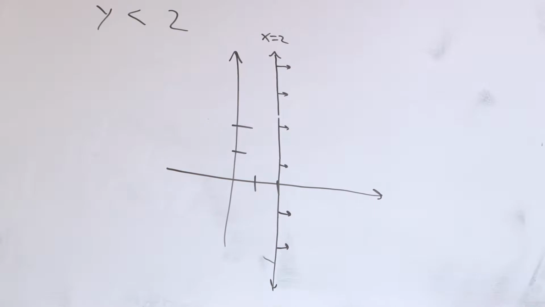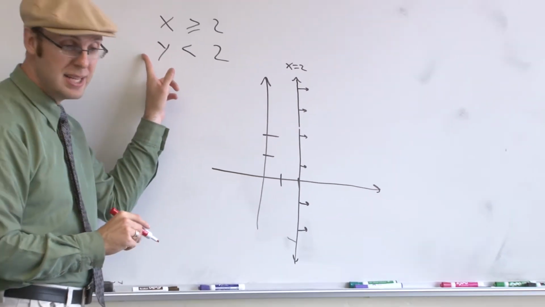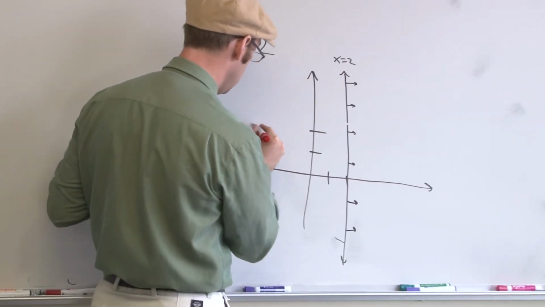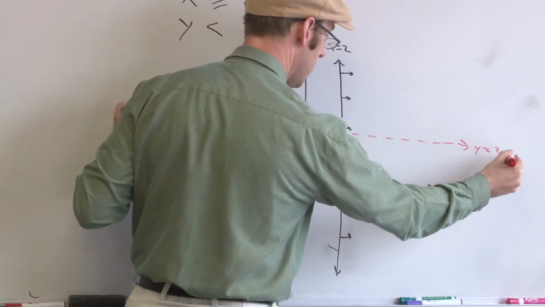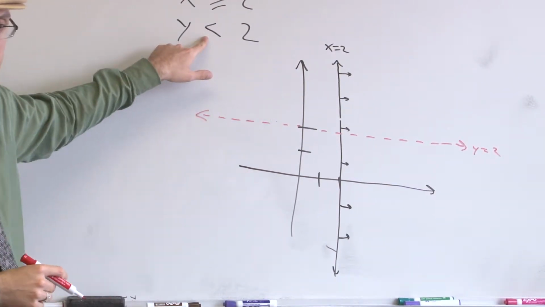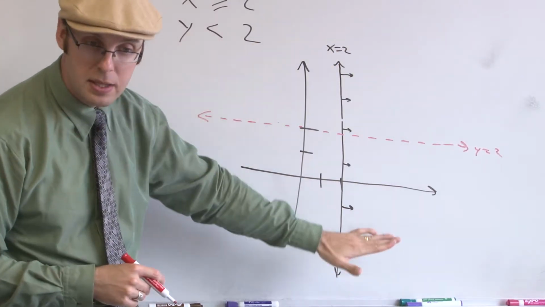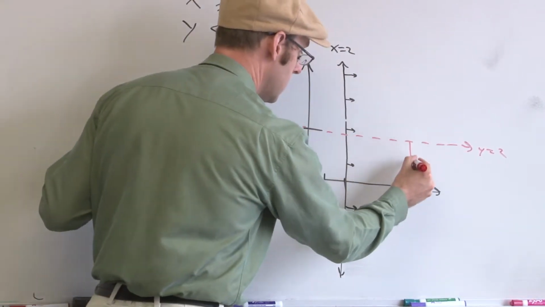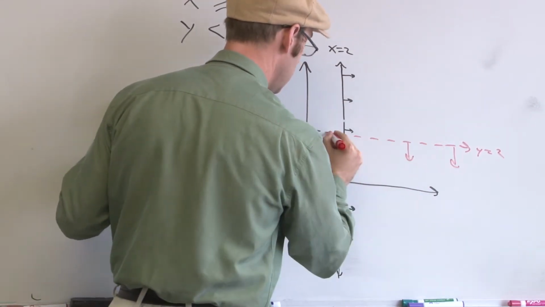Let's use red. If I want all the numbers y less than 2, well, here's the line y equals 2. I'm drawing a dashed line since I don't want to include y equals 2. And I want everything less than that 2 value. So I want everything less than 2.